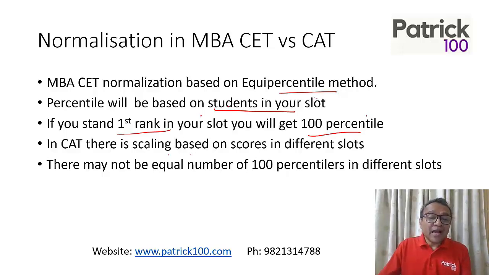In CAT, there's scaling of scores based on different slots, they mix and match, etc. But in CET, your slot will be compared with your own people. So that means you're only competing with students from your slot. Also, there may not be an equal number of 100 percentilers in different slots. If more than one student is a topper, then all of them will get 100 percentile.